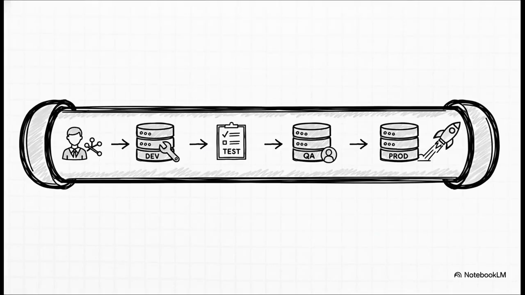So when you put all of this together, you can build a professional CI/CD pipeline. That stands for continuous integration and continuous delivery. It means you can develop your scripts in Git, automatically push them to a dev environment, run your tests, promote them to QA for users to check out, and then finally deploy to production with total confidence. It makes your deployment so much faster and more reliable.